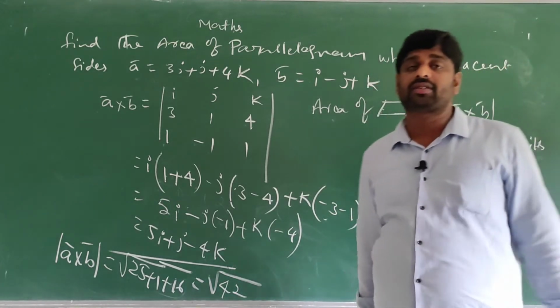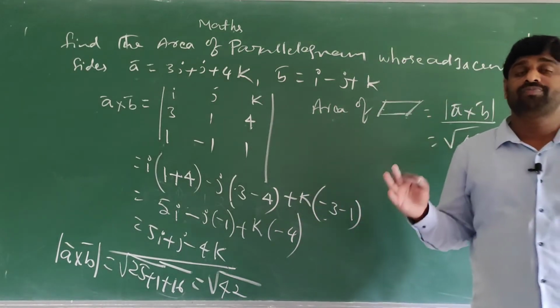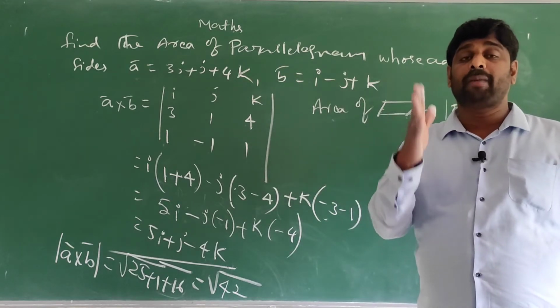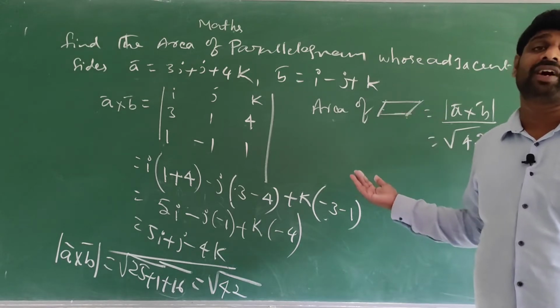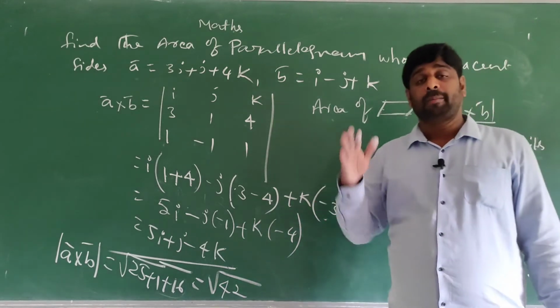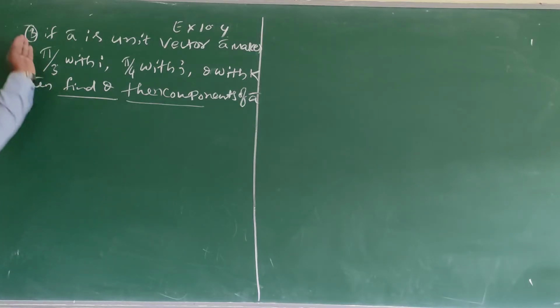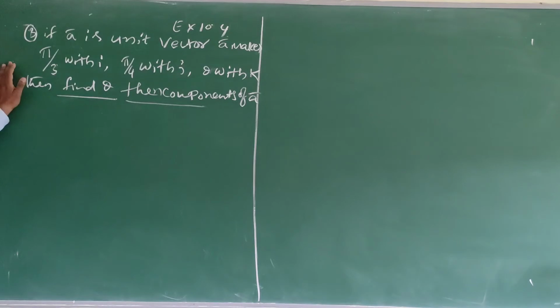Okay, remember students, the area of a triangle formula is 1 by 2. When small a bar and small b bar are given, it is 1 by 2 magnitude of A bar cross B bar. When points are given, it is 1 by 2 magnitude of AB bar cross AC bar. And one more, the next very very important problem. This is very very important for 3 marks.